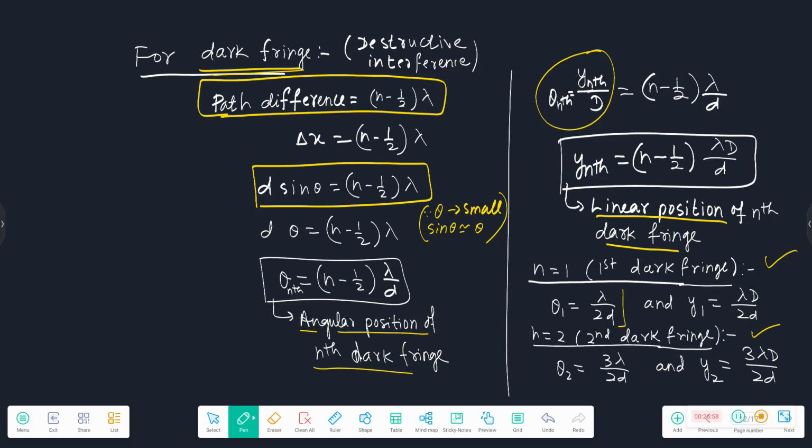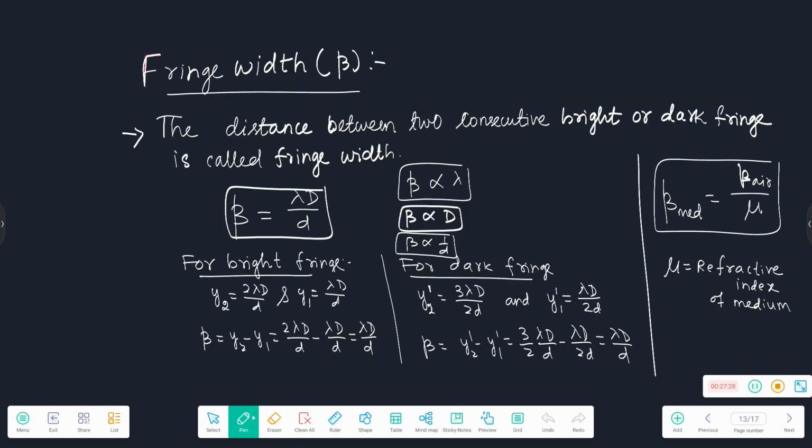Try to understand what formula comes and remember it, as it is a little different. For dark fringes you can write y1 prime, and theta 1 prime as well. Because for bright you are using theta 1, for dark you can use theta 1 prime as you wish. So this is your dark, or destructive, interference. Clear idea? Now next is fringe width. What is fringe width?